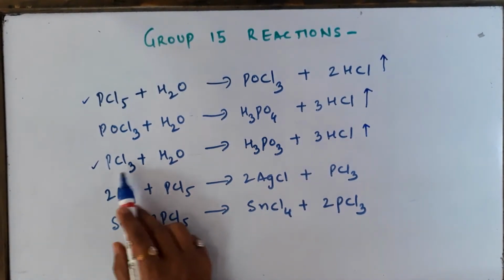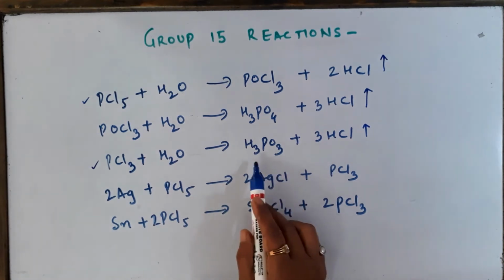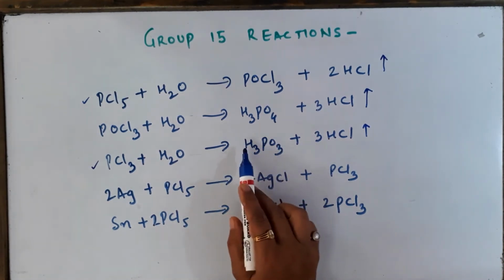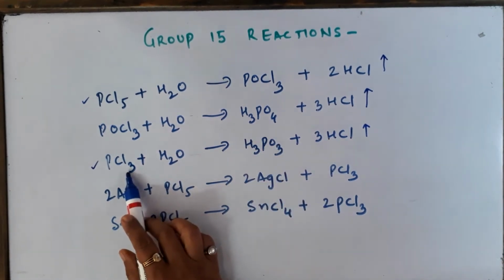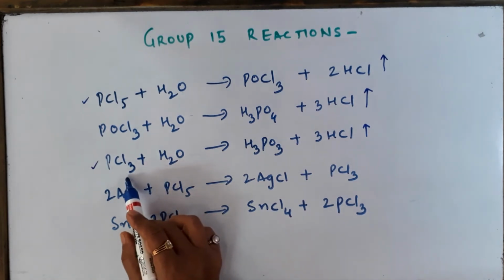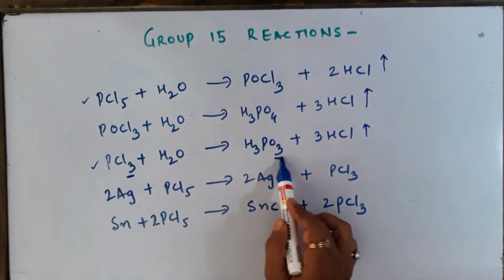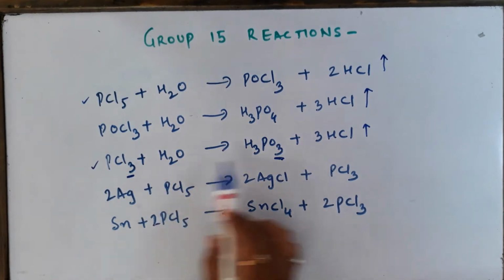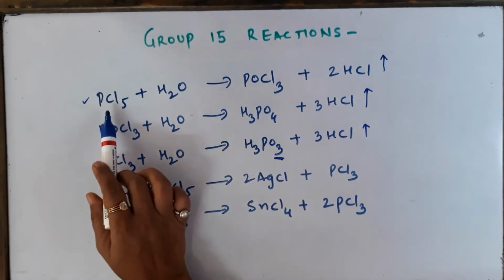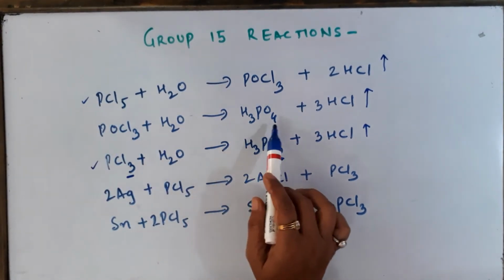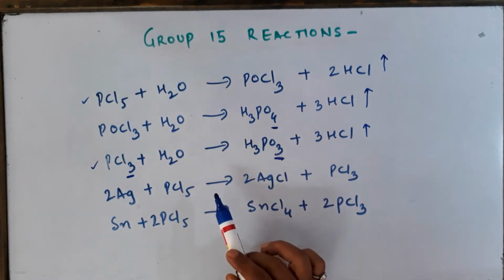HCl is coming out, and the other thing which is coming out is one acid of phosphorus. If it is PCl3, it is going to be H3PO3. You can see 3, 3. And if it is PCl5, we don't have anything like H3PO5. So we have to have H3PO4.